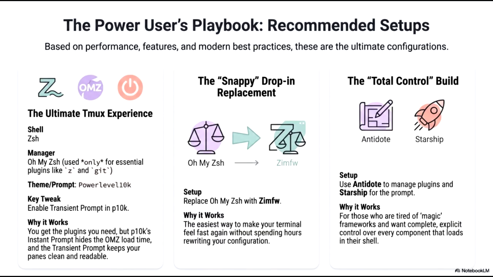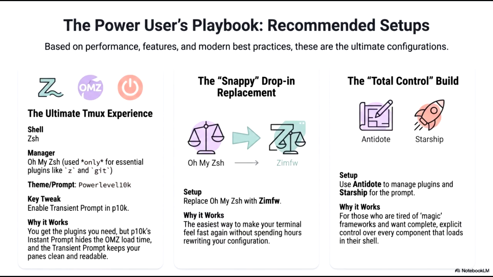For users seeking immediate performance gains, we recommend the Snappy drop-in replacement. This setup involves migrating from Oh My ZSH to Zim FW. It represents the most efficient path to a faster terminal experience, offering a significant boost in responsiveness without requiring a time-consuming rewrite of your existing configuration.